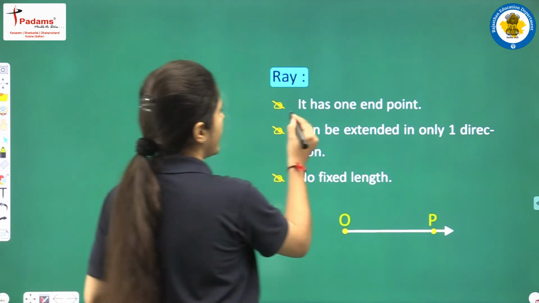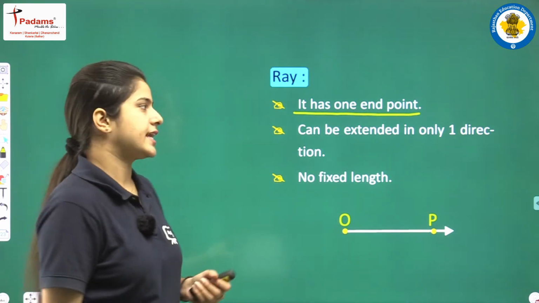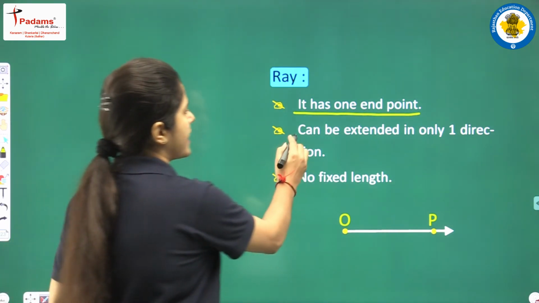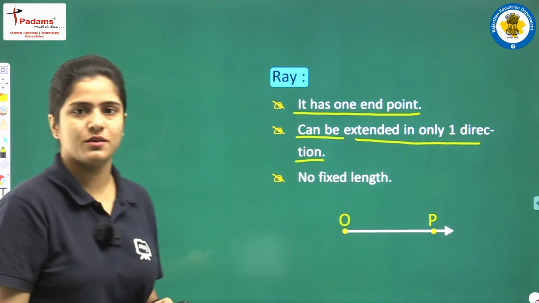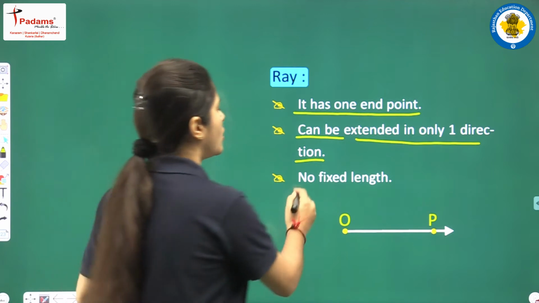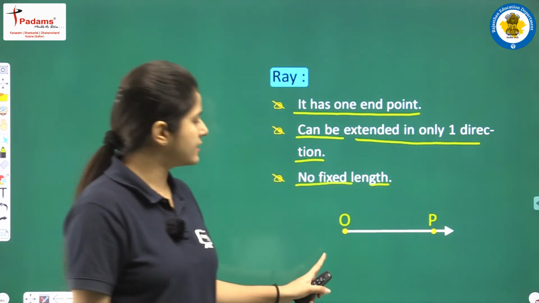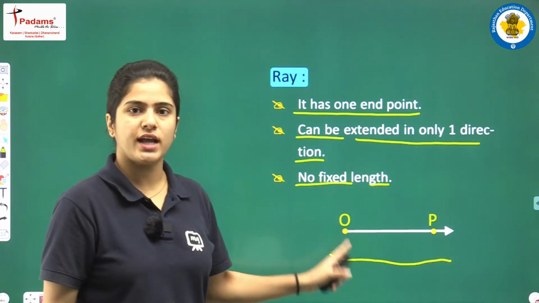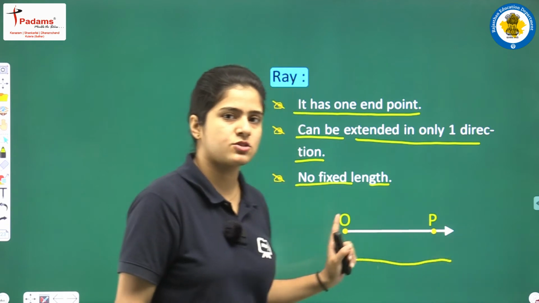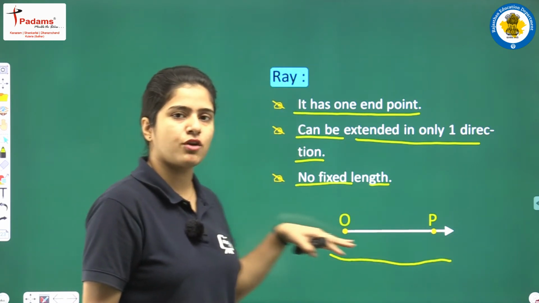So all about a ray: it has one endpoint. Second students, it can be extended in only one direction, okay. The next thing, no fixed length. It has no fixed length. Looking at the picture, this is OP. O is a fixed point and it can be extended in the direction of P, like whatever the P is, it can be extended from this direction.